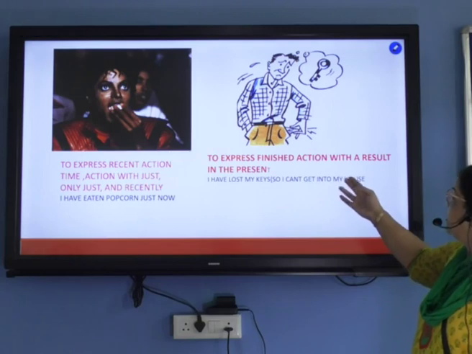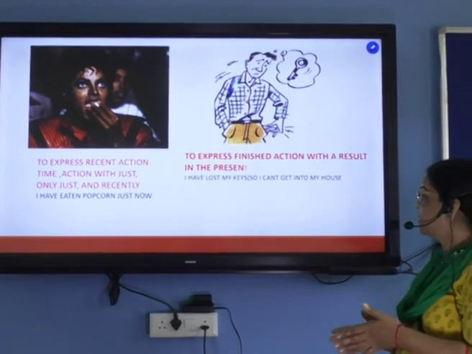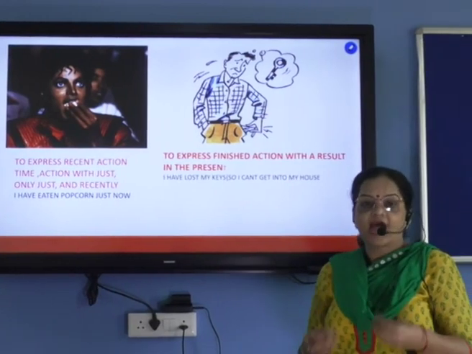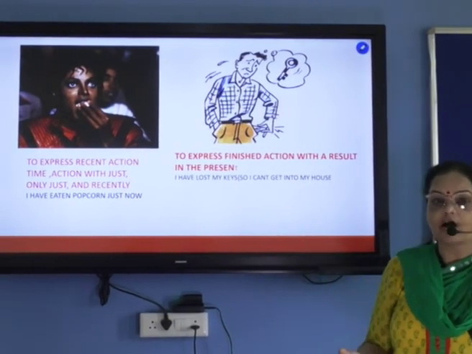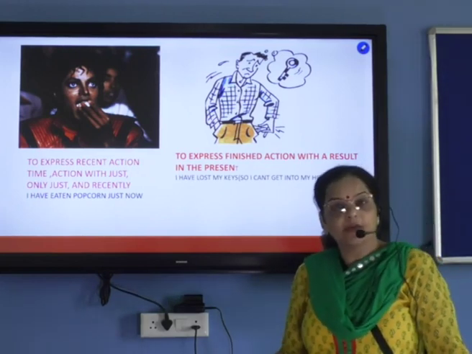To express finished action with a result in the present. To have a finished action. I have lost my key. So now what happened? I can't get into my house.